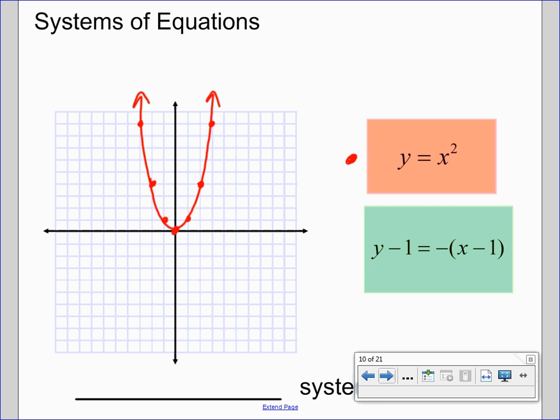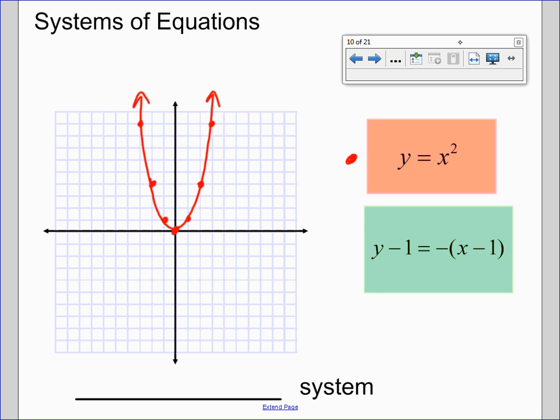Next, let's consider the green graph. And so some of you are talking about point-slope form. This is point-slope form. When we go to graph an equation in point-slope form, it's oftentimes easier to determine the point x comma y that's on this graph, as opposed to rearranging this and then rewriting in slope-intercept form. That would take much longer.